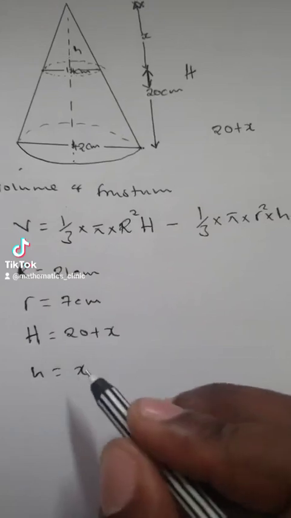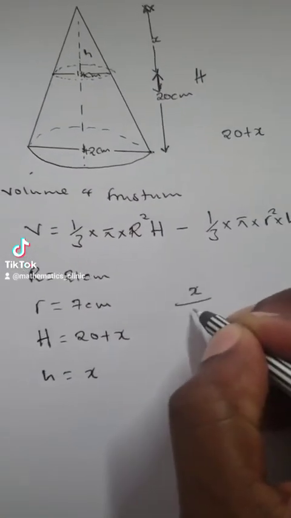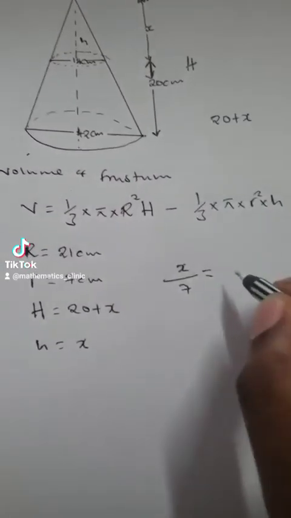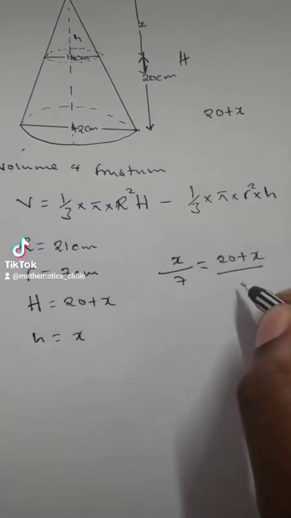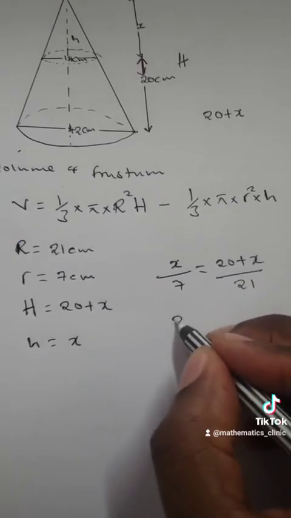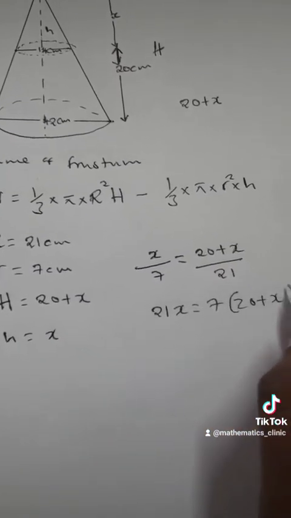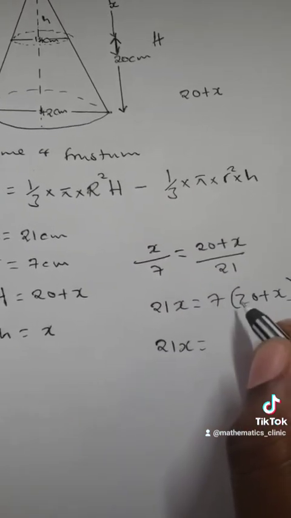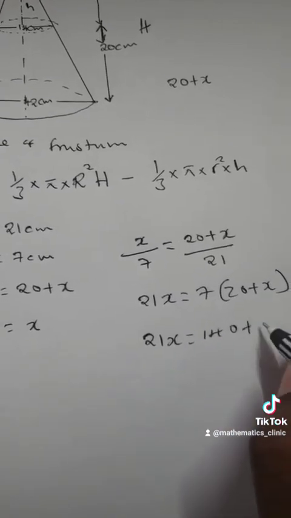We're going to use proportion. We say this height, which is x, over its radius, which is 7, is equal to the height for the larger cone, which is 20 plus x, over the radius, which is 21. Then we cross multiply. So now we have 21x is equal to 7 open bracket 20 plus x, then 21x is equal to 7 times 20, we have 140, plus 7 times x, we have 7x.